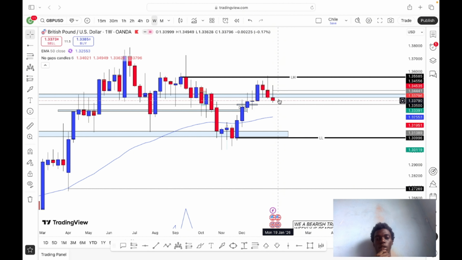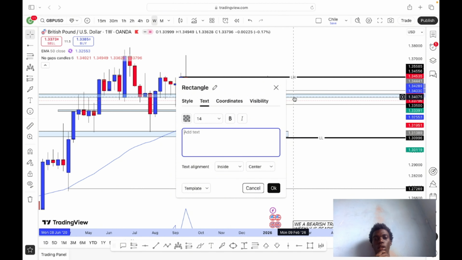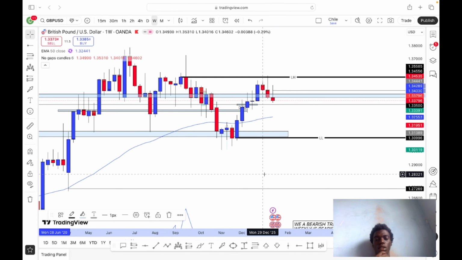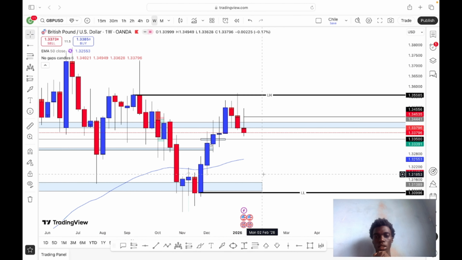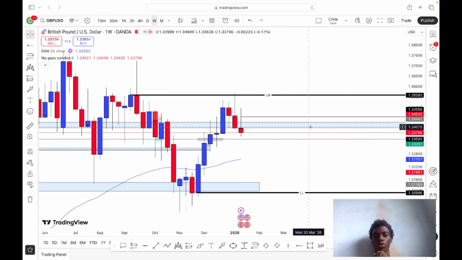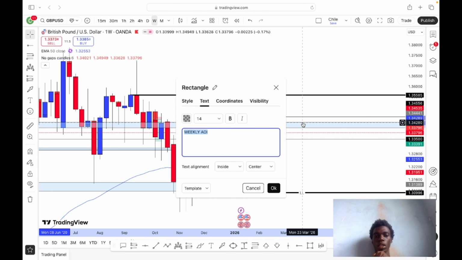So as we have identified this as our weekly area of interest. Okay, we also, as we have identified this as a weekly area of interest. Which level is this?